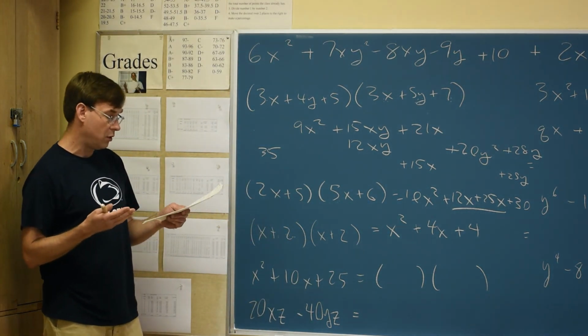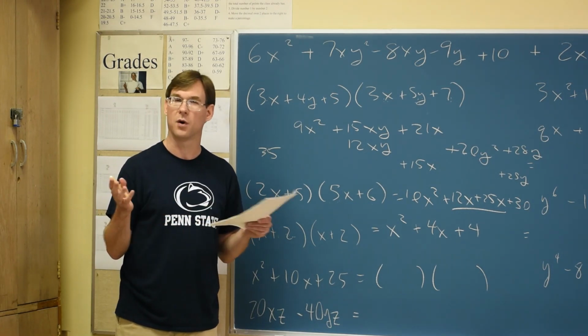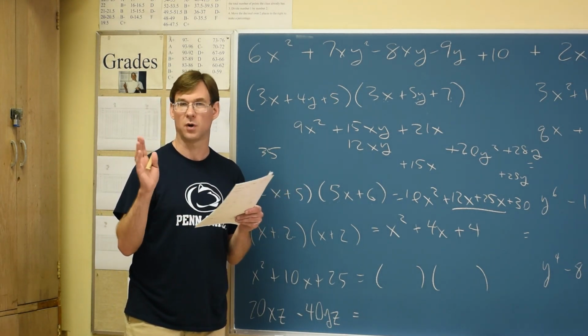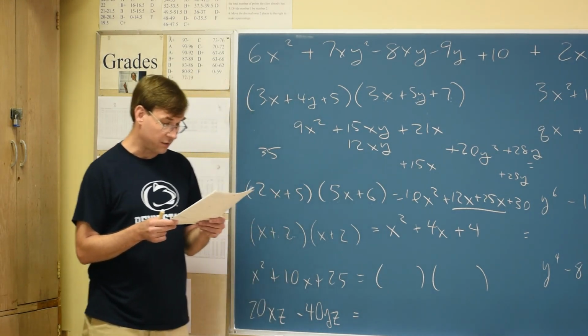6 you can FOIL, or you could remember a trick for this one when the signs are different that you don't have to worry about the inside and outside terms. Just worry about firsts and lasts. 7, we start to factor.